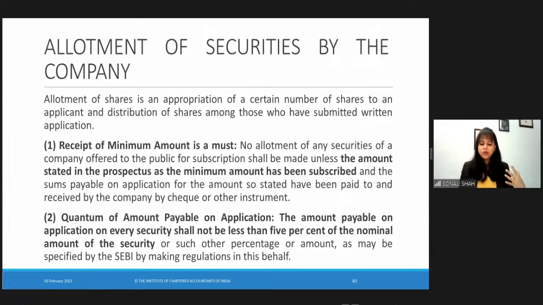So we will take up the rules and section 39 together to understand how the allotment of securities takes place. Okay, I'm sorry, Ritik, I missed your query. What was your query?